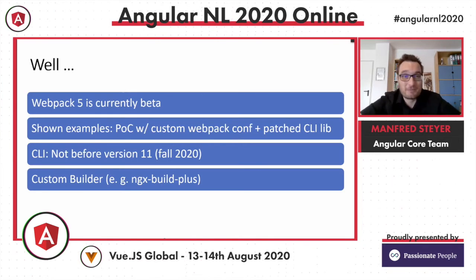But that's not a big deal, because we can already write custom builders today to adjust the behavior of the CLI. And a tool which is out there, which I wrote several years ago, is ngx-build-plus. ngx-build-plus is exactly doing this. It merges a partial Webpack config into the CLI's big Webpack config. So to put it in a nutshell, if we are lucky, we can have all of this in fall.